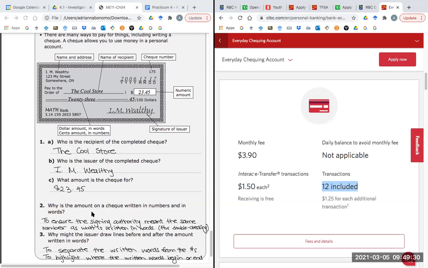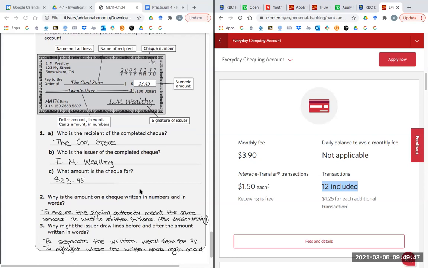So why is the amount on a check written in numbers and in words? Well, it's just a way to double check, okay? It's to ensure that the person issuing the check meant the same number as what is written in words. So just to make sure that they actually meant $23.45, we put the numeric amount as well. And why might the issuer draw lines before and after the amount written in words? Right here, this could be just to separate the written words from the number, to separate the 23 from the 45. It's also a good way to highlight where the written words begin and where they end.